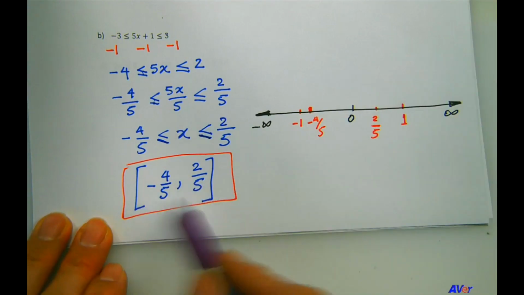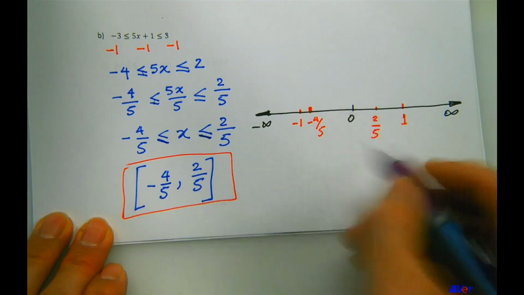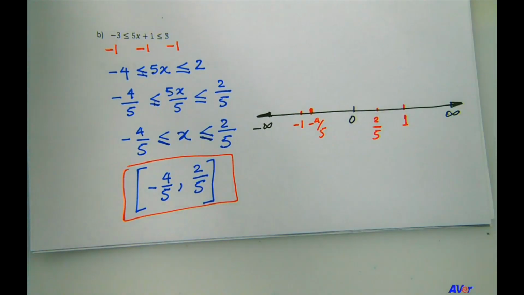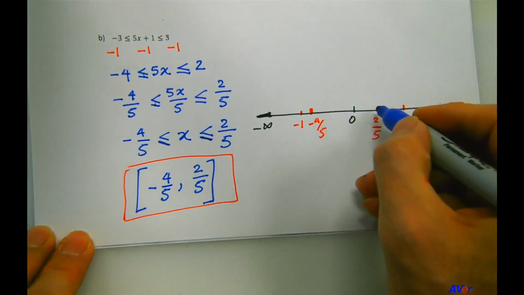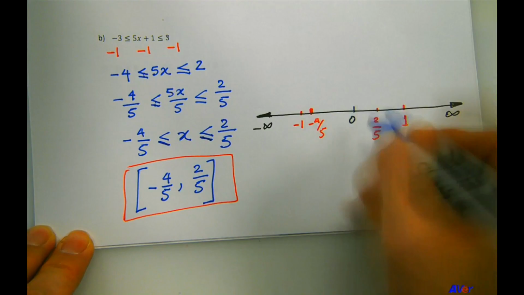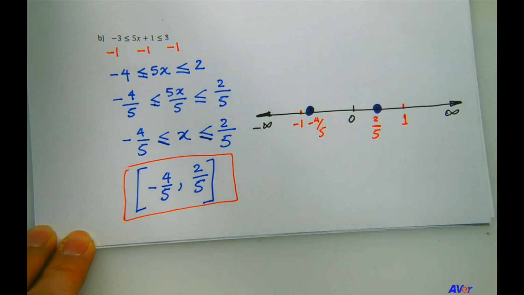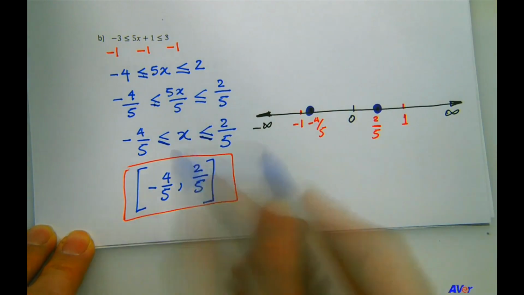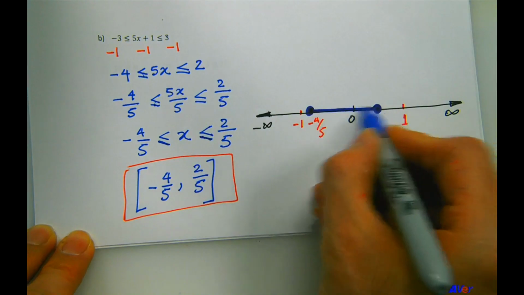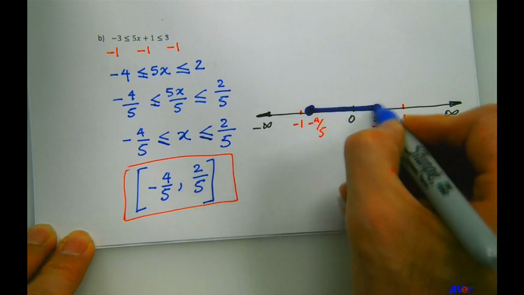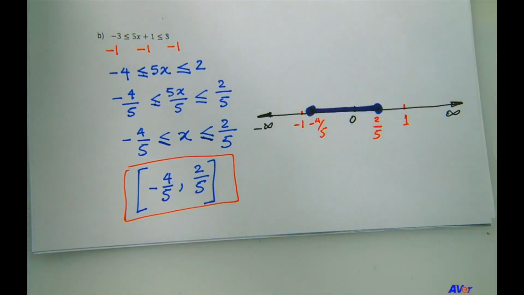So these numbers are included as part of the solution. So I'm going to show that with a full circle, or a filled in circle, over 2 over 5 and over negative 4 over 5, and anything in between, right? So all of that is part of the solution. So that's a graphical way of showing our solution. Okay? All right.